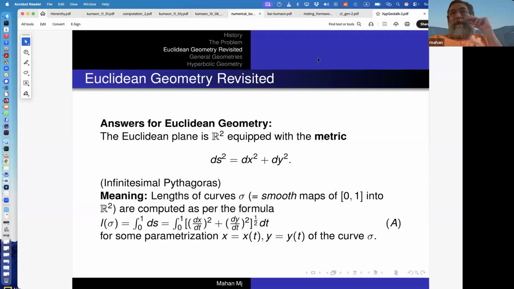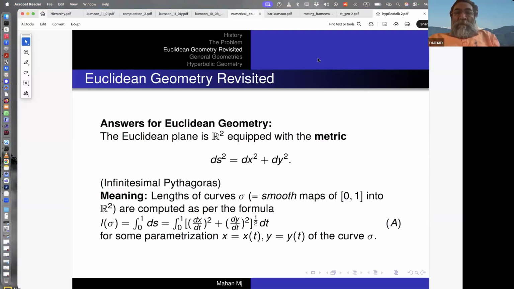So at one stroke, what it is saying is that you have a way. What is Euclidean geometry? It is something that allows you to compute not only lengths of straight lines, which is what Euclid started off with, distances between points. It really allows you to compute lengths of any smooth curves. This is key. And it's all packaged in this one little formula, ds square equal to dx square plus dy square, which is an infinitesimal form of the Pythagoras theorem. Good.